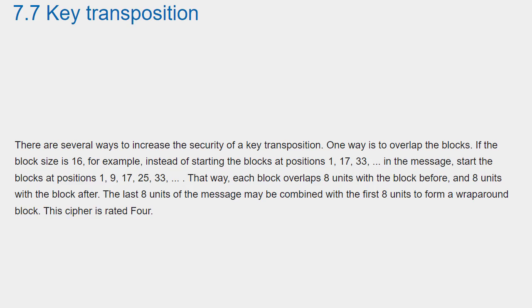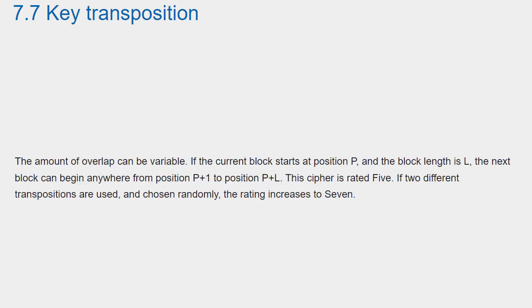This cipher is rated 4. The amount of overlap can be variable. If the current block starts at position P and the block length is L, the next block can begin anywhere from position P plus 1 to position P plus L. This cipher is rated 5. If 2 different transpositions are used and chosen randomly, the rating increases to 7.